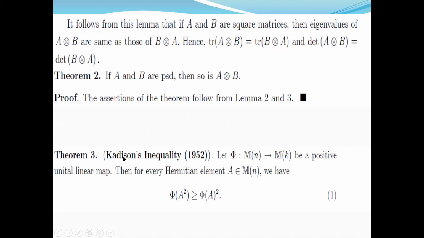Now we discuss the proof of this Kadison inequality, 1952. Let phi from Mn to Mk be a positive unital linear map. Then for any Hermitian element A belonging to Mn, we have this inequality: phi of A square is greater than or equal to phi of A whole square.